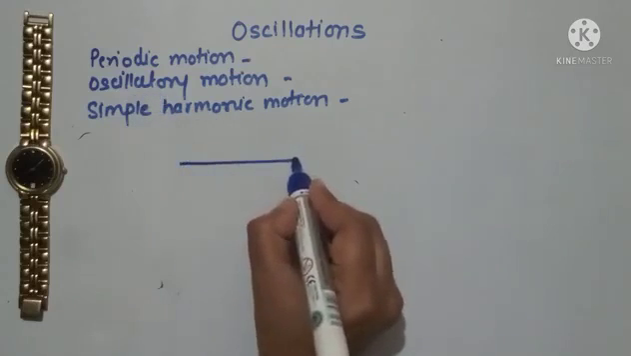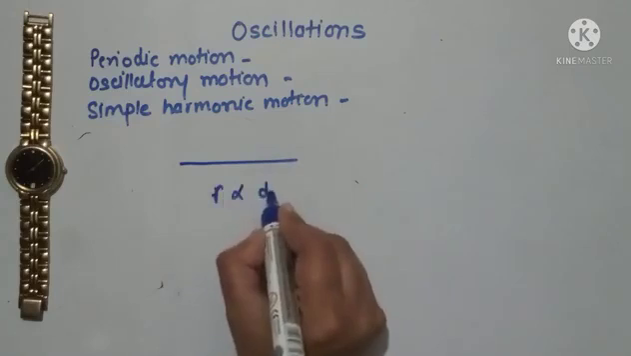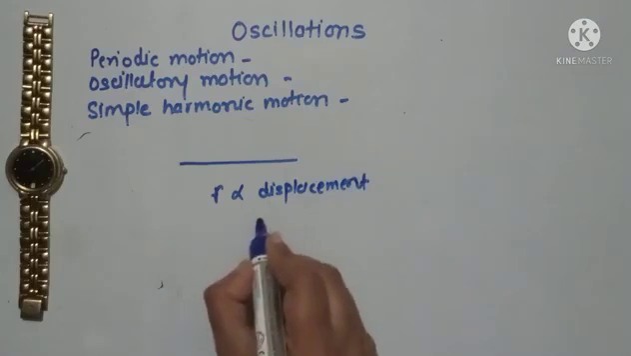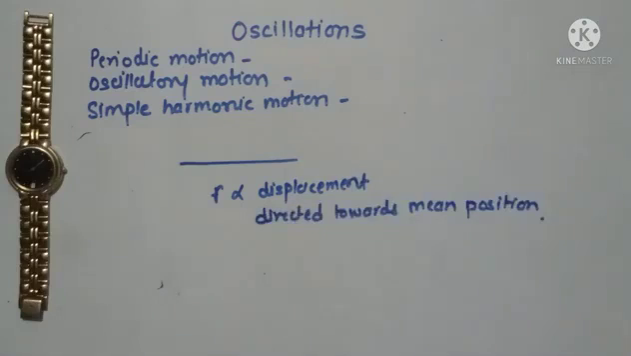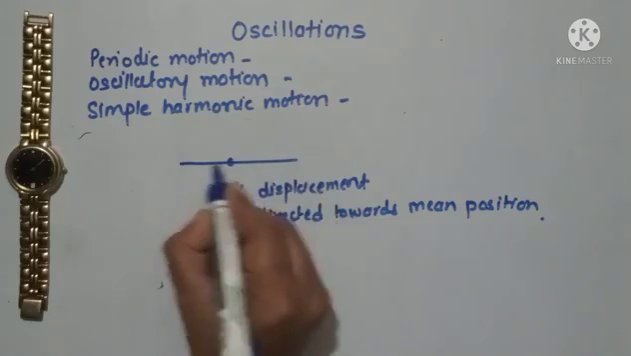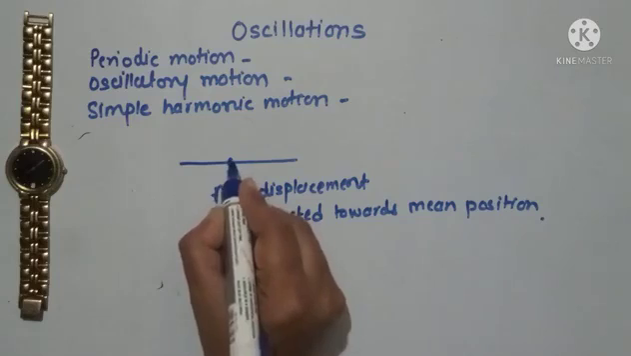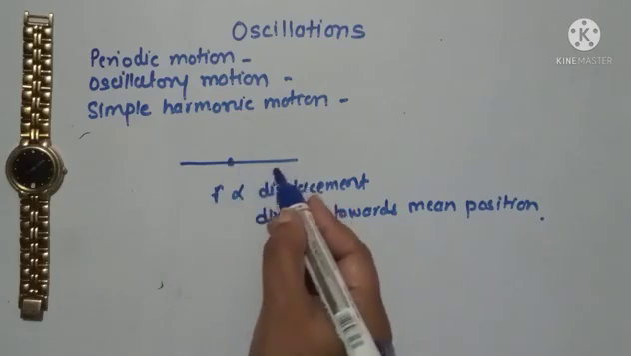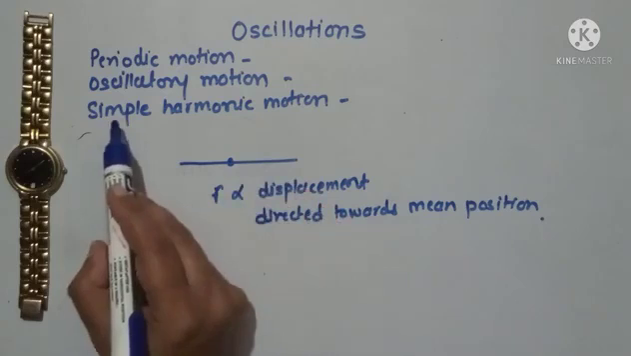The simple harmonic motion is the simplest form of the oscillatory motion, in which the particle moves in a straight line, and in which the force is directly proportional to the displacement and is always directed towards the mean position. So if a particle is performing a forth and back movement from its mean position, and the force applied on this particle is directly proportional to the displacement, and that force is always directed towards the mean position, then such a type of motion is called a simple harmonic motion.